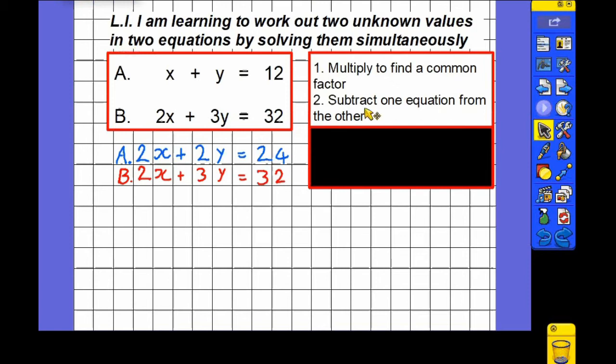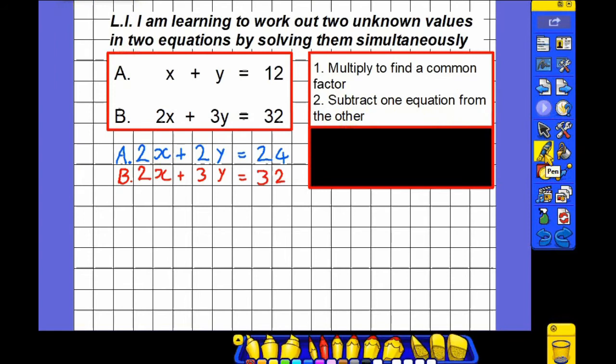Step two then is now, once we've got a common factor, we have to subtract one equation from the other. So what we're going to do is we're going to have equation B here, and we're going to take away equation A. So 2x, take away 2x, well that's just going to leave us with no x's. So equation B rewritten, 2x take away 2x, 0 x's, 3y take away 2y. Well, that just leaves us with y.